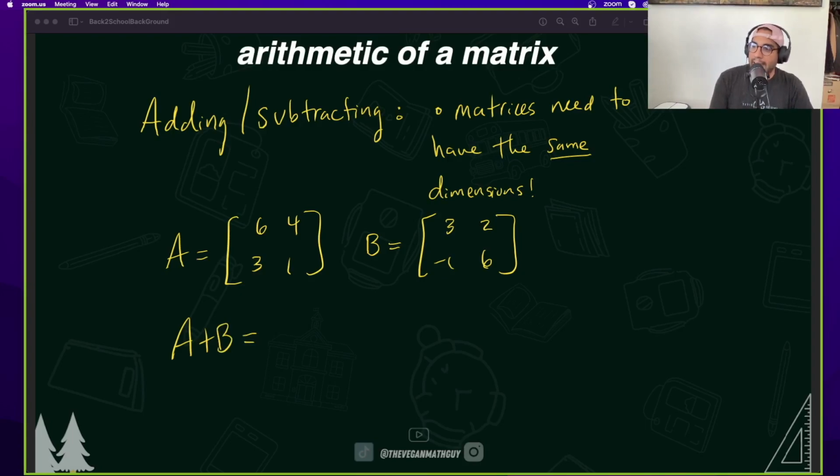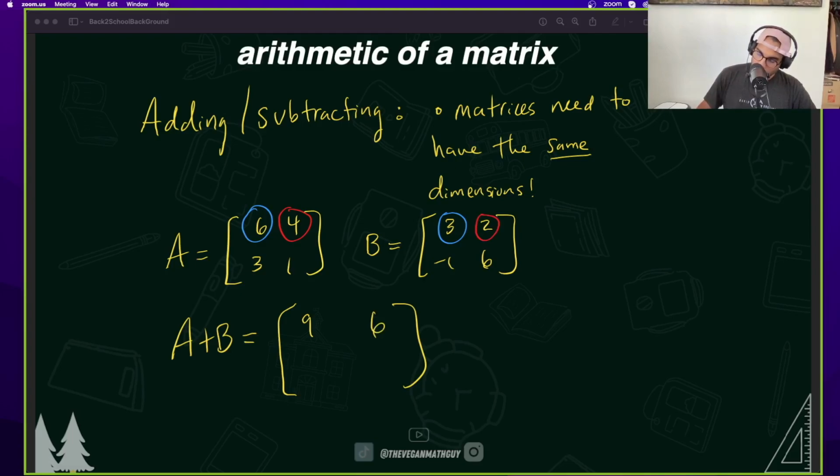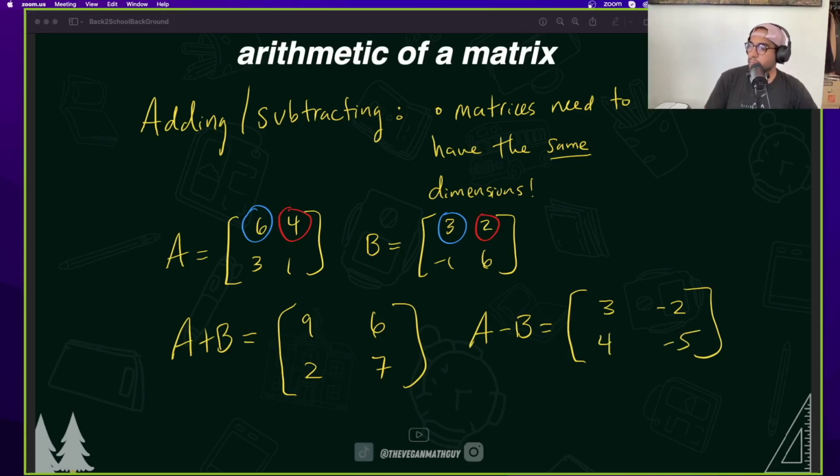And if they were asking to add A plus B, then all we're going to do is add the corresponding values to each other. For example, if I'm looking for the value in the first row, first column, I'm going to add the 6 plus the 3. And if I continue to the first row, second column, I'm adding the 4 and the 2. And I continue that process. And if I'm subtracting them, it's going to be the same way. I'm going to go ahead and subtract the corresponding values. And that's all we need to know whenever we're adding and subtracting these matrices.